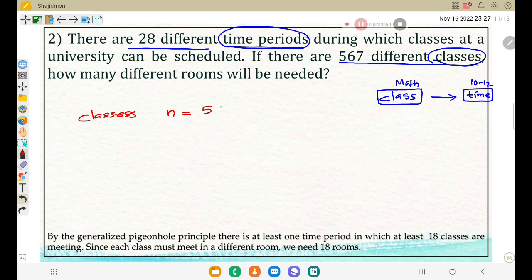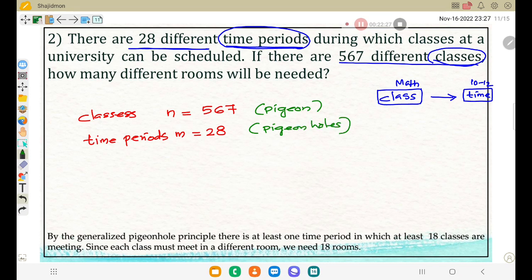567 classes are there, correct. Now these classes we need to arrange in a time period. So we can say the number of time periods, m equal to 28, are there. I hope you understood. So here, as I told you, this one is the pigeon and this one is the pigeonholes.